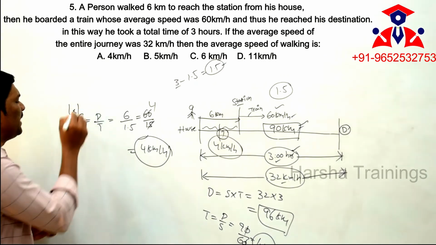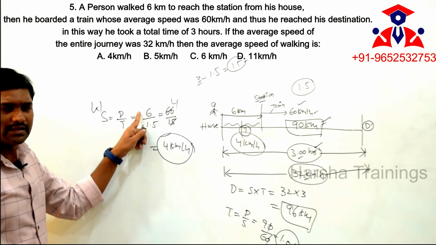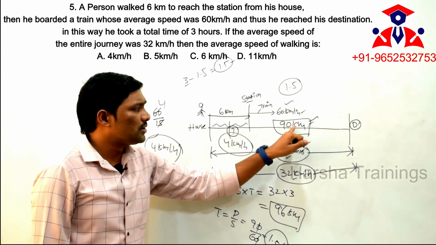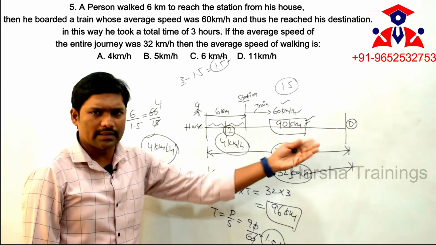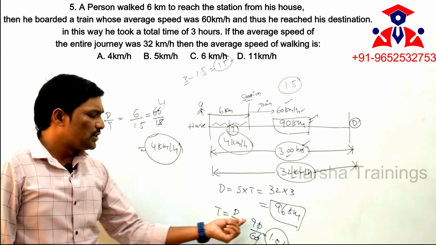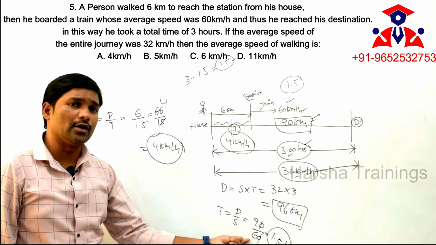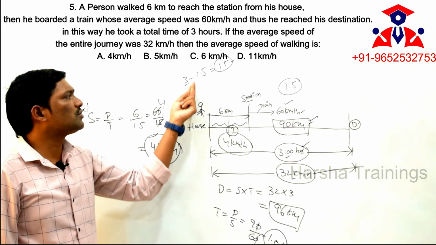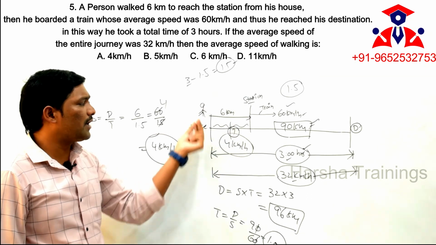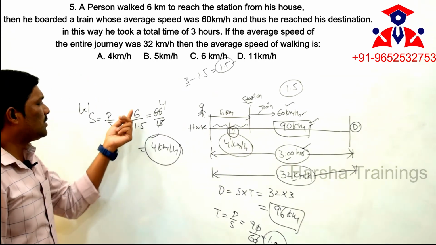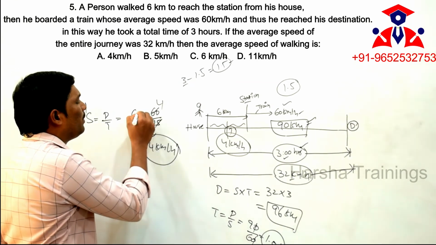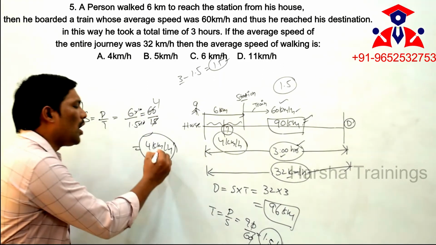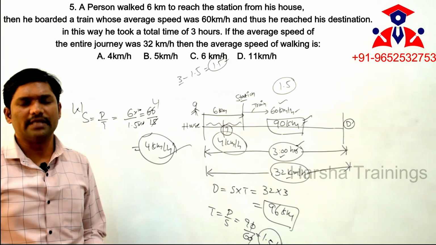What is the formula of speed? Distance by time. Distance is how much? 6 kilometers. Walking time is given? No. First find out the walking time. So for station to destination, speed is given and distance is given, and find out the time. What is the formula of time? Distance by speed. 90 kilometers and speed is 60 kilometers per hour. Then 1.5 hours. Total 3 hours, so 3 hours minus 1.5 is again 1.5 hours of walking. Then find out the speed: 6 by 1.5, multiply the numerator and denominator by 10, so 60 by 15. 15 fours are 60. Walking speed is how much? 4 kilometers per hour. Is it clear, guys?